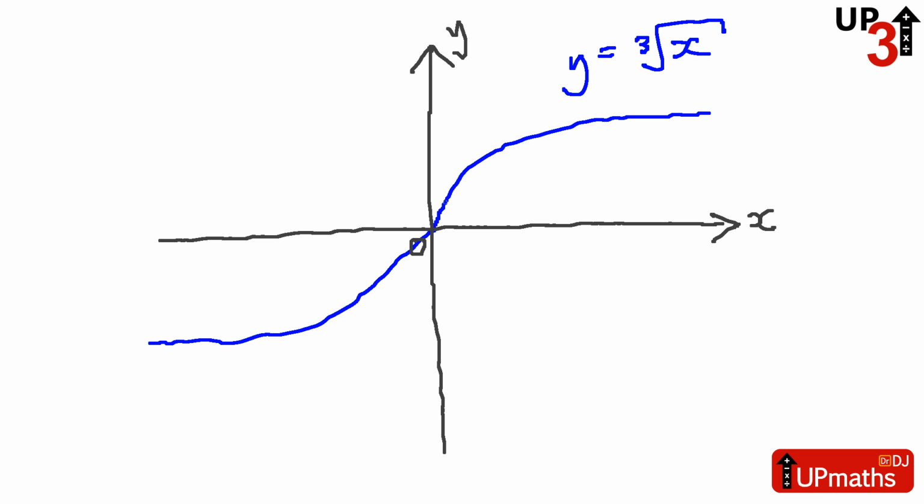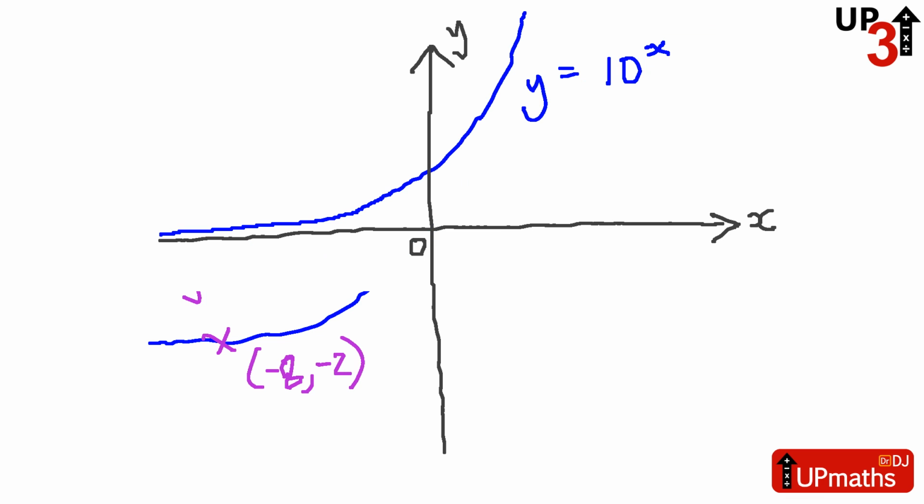That's the cube root. Oh, but this does go to the left because you can find the cube root of a negative number. So, for example, what's the cube root of minus 8? It's minus 2. So there's going to be a point somewhere here which will be minus 8, comma, minus 2. There you go. Hopefully that wasn't too confusing. Let's look at another one.